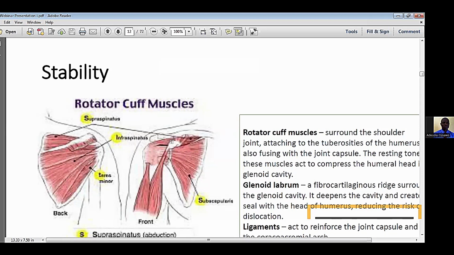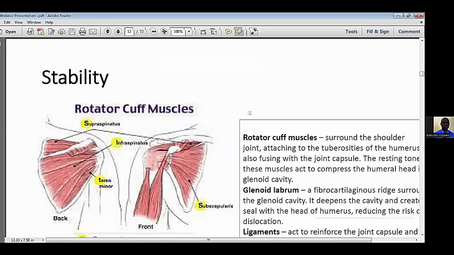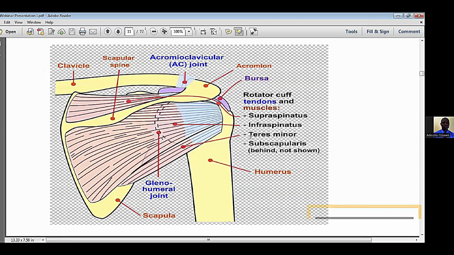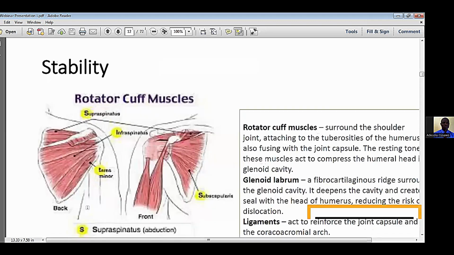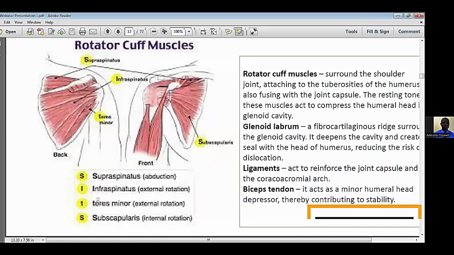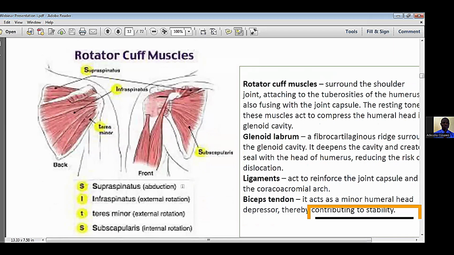But it is serving a purpose. There are 4 of them. Supraspinatus, you call it SITS. S-I-T-S. I think I have the appellation here. Yeah, S-I-T-S. SITS. That means supraspinatus, that's responsible for abduction.